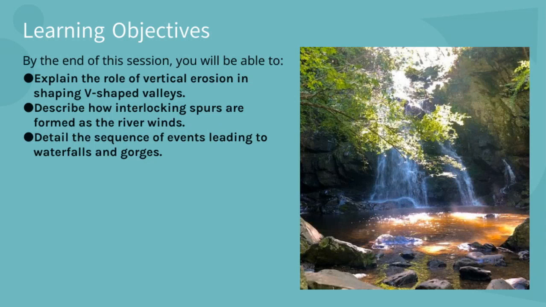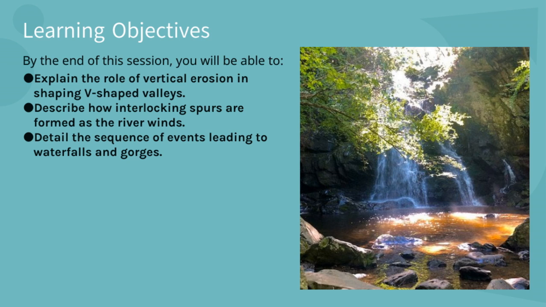By the end of this lesson, you should be able to do three main things. First, you should be able to explain the role of vertical erosion in shaping V-shaped valleys. That means you need to understand how a river cuts down into the land and why the valley becomes narrow and steep-sided. Second, you should be able to describe how interlocking spurs are formed as the river winds through the upper course. Interlocking spurs are ridges of land that stick out into the valley from either side. The river winds around them because it does not yet have enough power to cut straight through them.